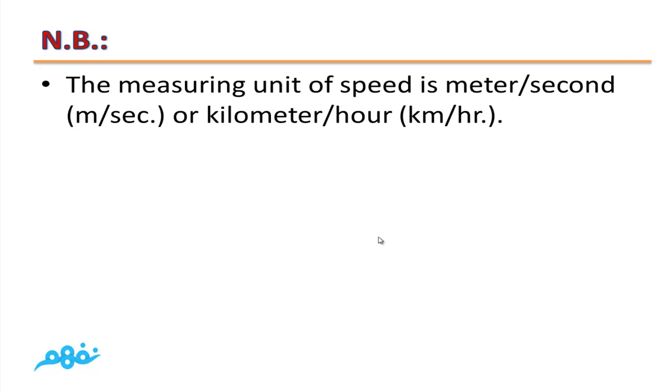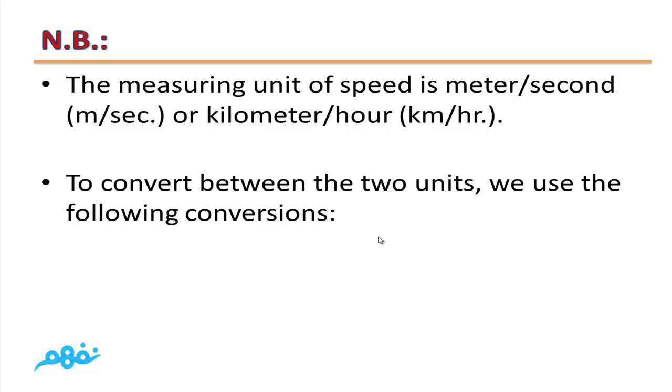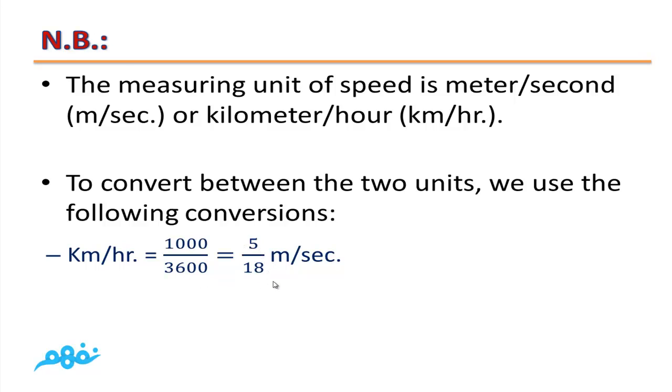Note the following. The measuring unit of speed is meter per second or kilometer per hour. To convert between the two units, we use the following conversions. To convert from kilometer per hour into meter per second, we have to multiply by 1000 over 3600, or in the simplest form, 5 over 18. To convert from meter per second into kilometer per hour, we have to multiply by 3600 over 1000, or in the simplest form, 18 over 5.